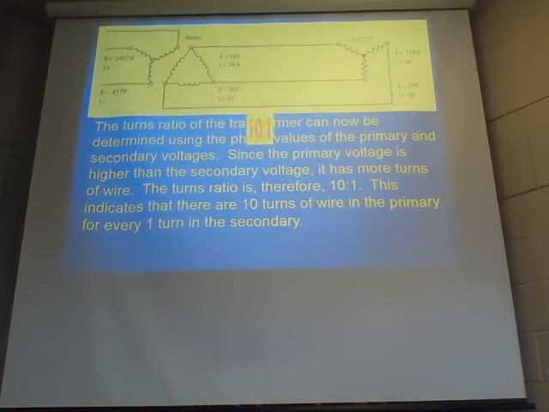The turns ratio of the transformer can be determined using the phase values of the primary and secondary voltages. Since the primary voltage is higher than the secondary, it has more turns of wire. The turns ratio, therefore, is 10 to 1. 2407, 240, 10 to 1.